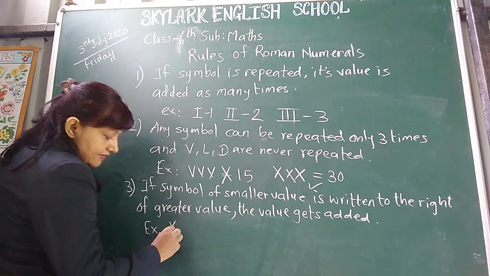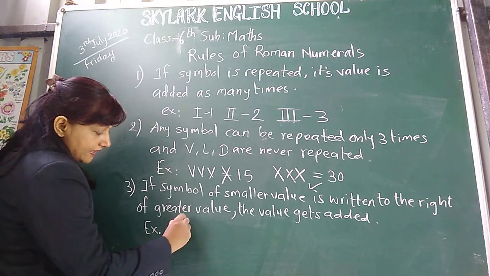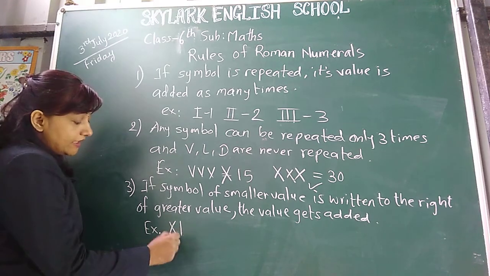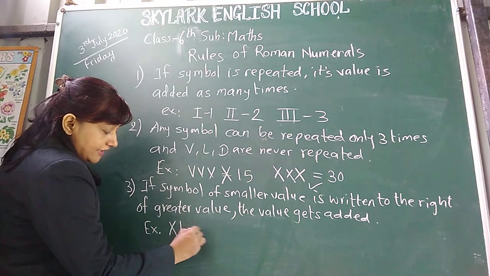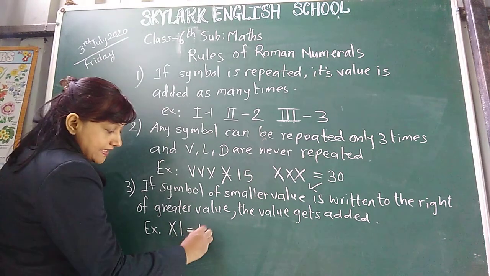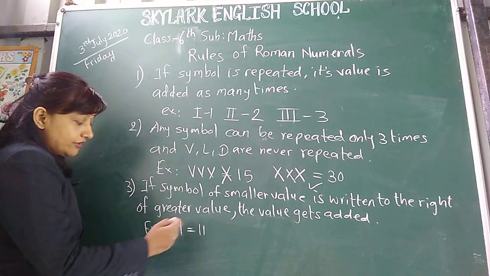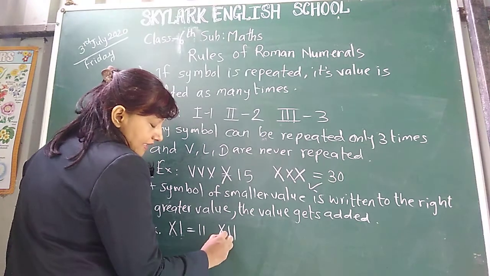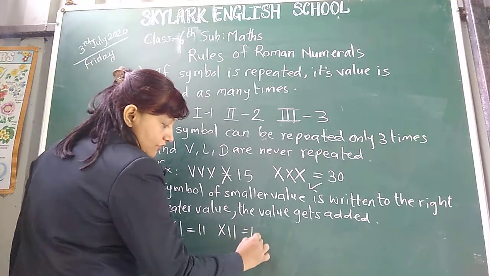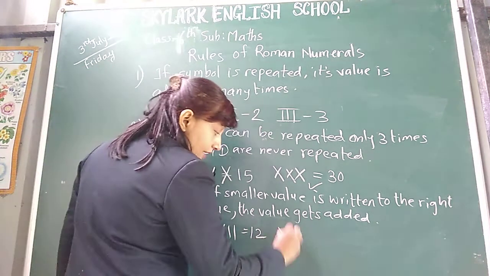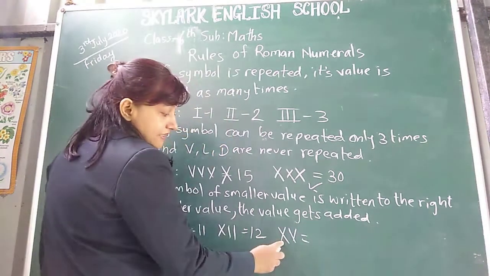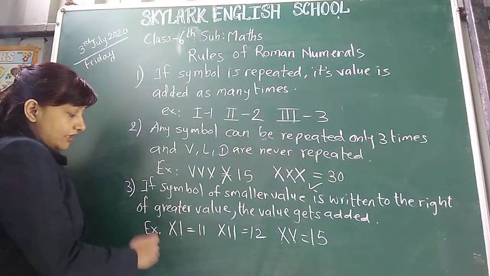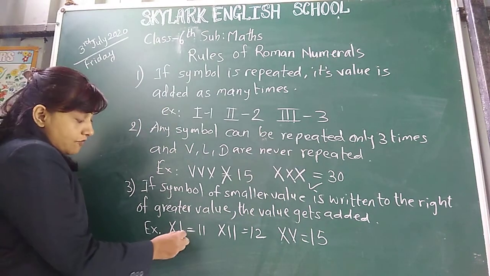For example, let's take X, that is 10, and if I write I on the right side of the 10, a smaller value, you can write XI. What is the value? 10 plus 1, that is 11. So you can write I on the right side. Next, 10 plus 1 plus 1, that is 12. Then you can add V also, that is 10 plus 5, 15. So these are all correct, where you write a smaller value on the right.